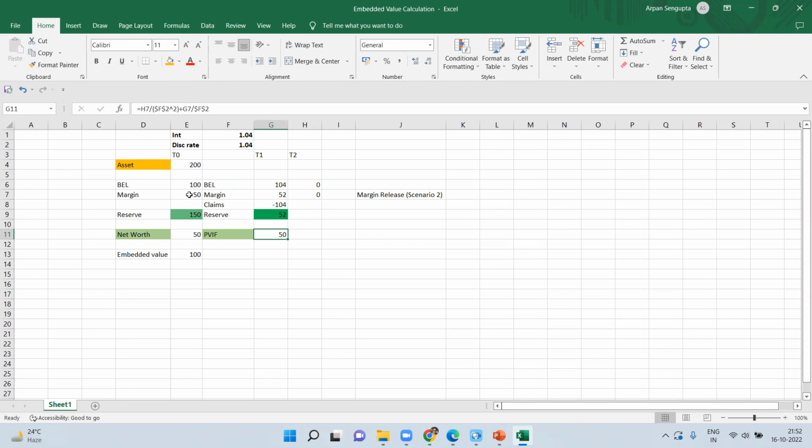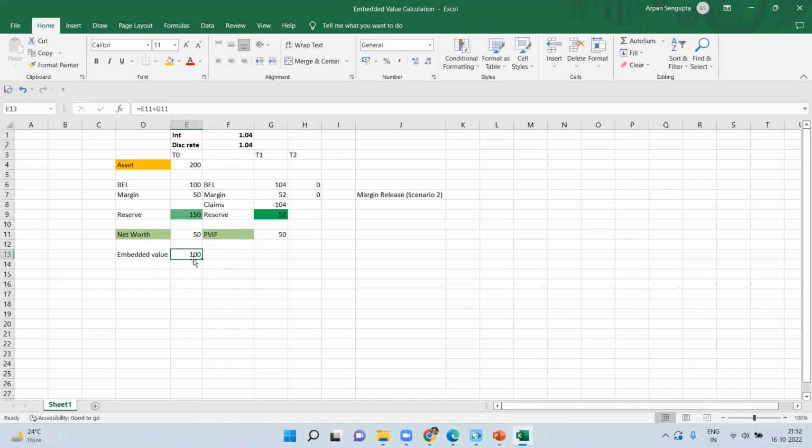Then whatever extra portion that you have kept as margin is getting released, which is very intuitive and very obvious. So your embedded value would be the net worth plus the present value of future profit, which is 100. Because of the market consistent valuation, the discount rate is the same as the interest rate. So your embedded value is 50 plus 50, which is 100, right?